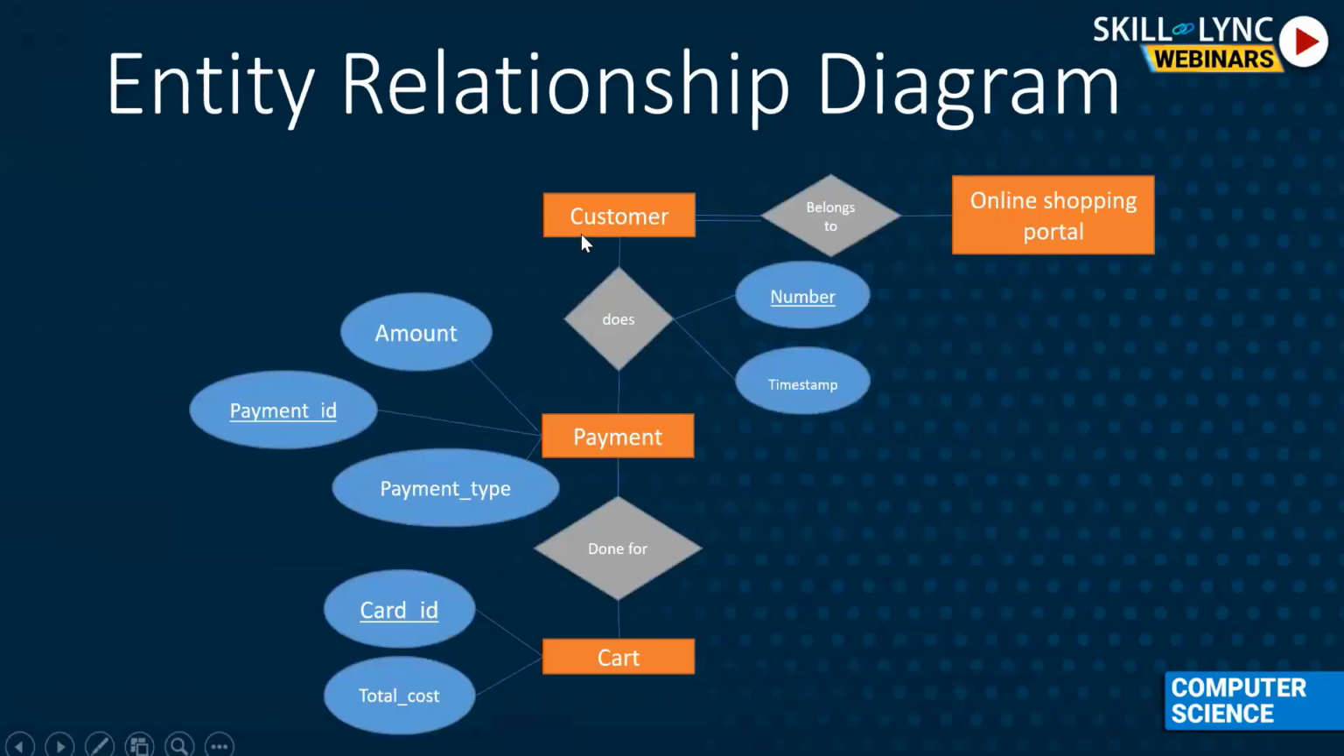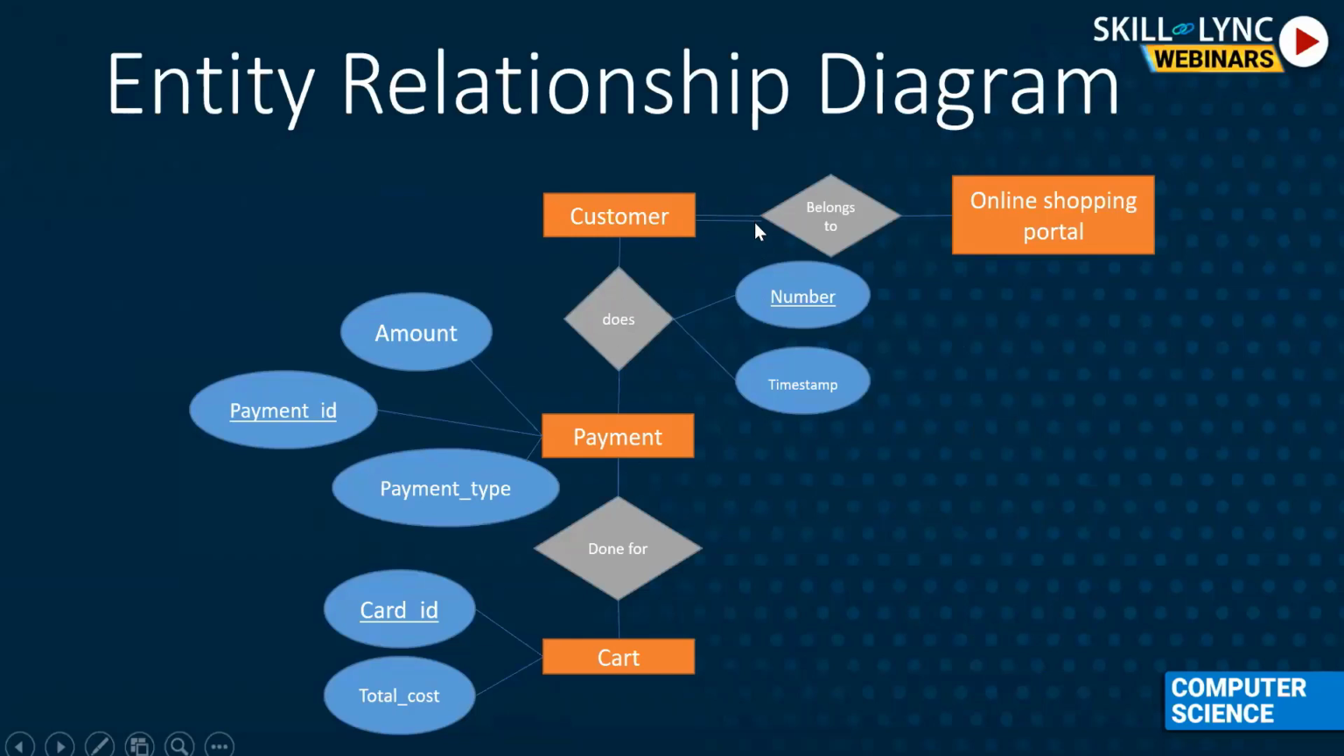Also, your customer would do a payment for his or her cart, and the payment would have information and the time at which the payment is done. That is not a part of payment. That is also not a part of customer. That is the part of the relation. Okay. So the customer would do the payment at that particular timestamp. That becomes an attribute of the relation.